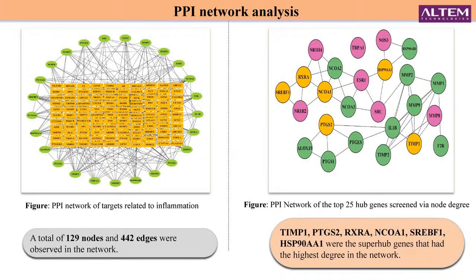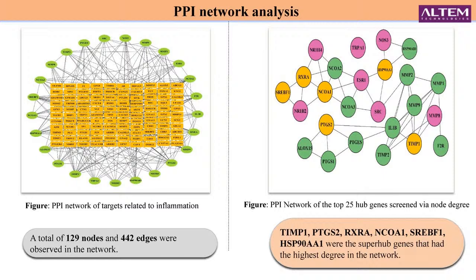After this, we used these 22 genes to retrieve their networks. For this we utilized the STRING database, imported it into Cytoscape, and performed the analysis. The figure on the left provides a comprehensive illustration of the network, highlighting both the core and the non-core targets. And as you can see, we found a total of 129 nodes and 442 edges observed in this network.